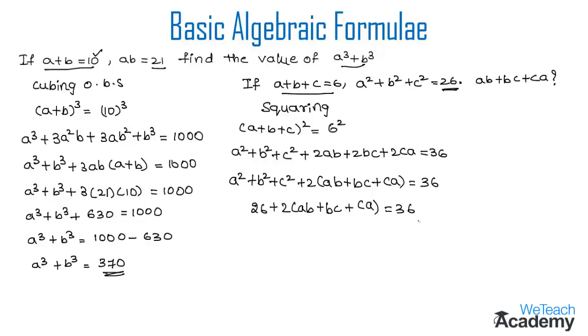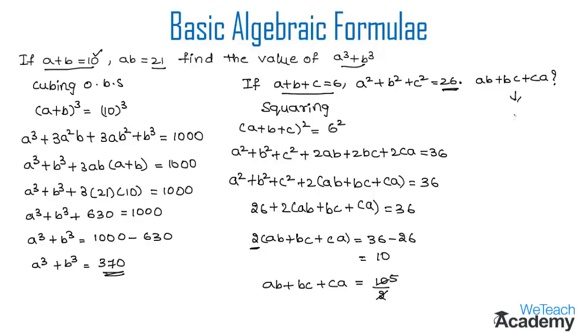Now let us transfer 26 to the right hand side. We get 2 into ab plus bc plus ca is equal to 36 minus 26. So this would come as 10. Now by transferring 2 to the right hand side, we get ab plus bc plus ca is equal to 10 divided by 2. By simplifying, we get 2 1 time is 2 and 2 5 times is 10. And therefore we get the value of ab plus bc plus ca as 5.